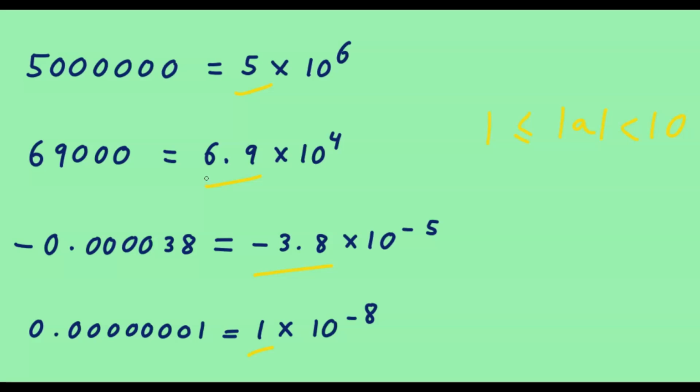The next one is 6.9. The first non-zero digit is 6, and the decimal point is placed right after that. So this is in scientific notation. And the next one, we have negative 3.8. The first non-zero digit is 3. The decimal point is placed right after that. So this is in scientific notation. And then the last one, we have 1, which we can write as 1.0. The first non-zero digit is 1, and the decimal point is placed right after that. So this is also written in scientific notation.